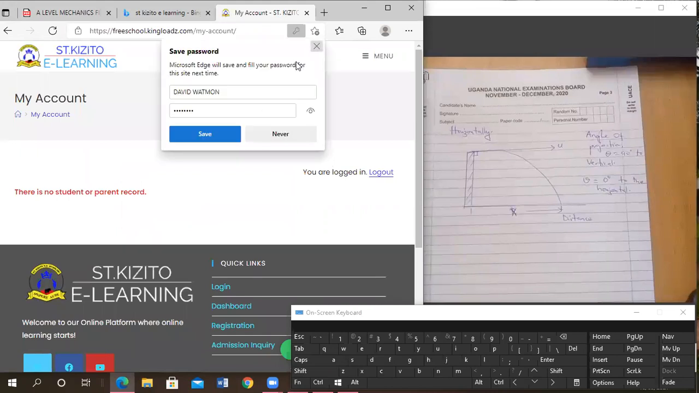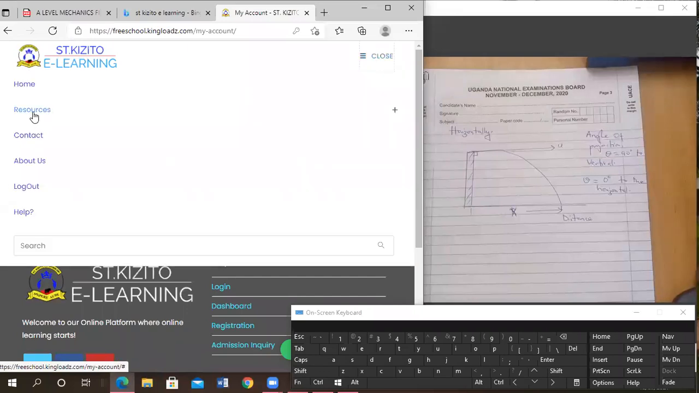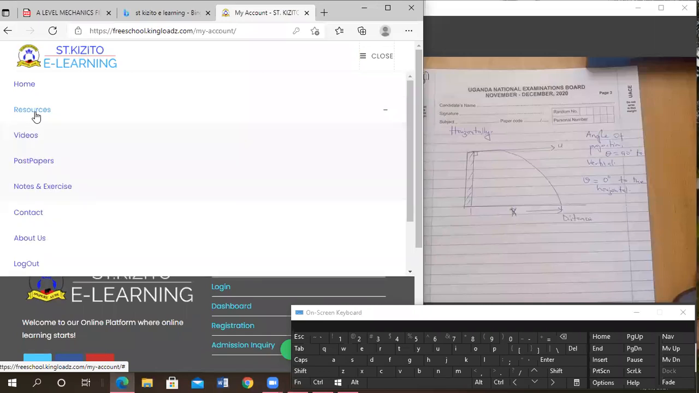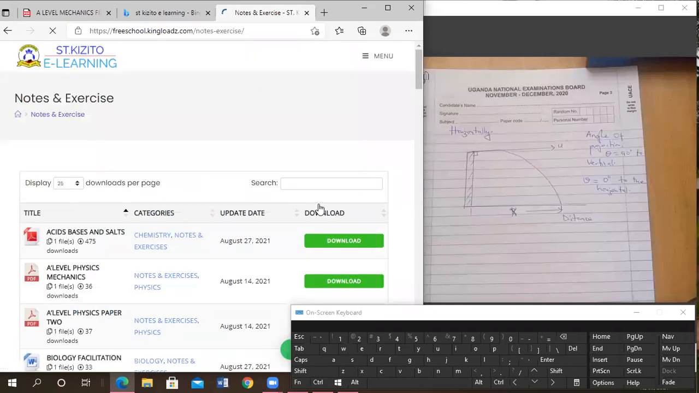So you come to the menu, then under Resources. You go to notes and exercises. Are you seeing it there? Yes. Let me search for it. Physics. You can see, are you not seeing? Even it's just here. A-level physics mechanics. Are you seeing it there?